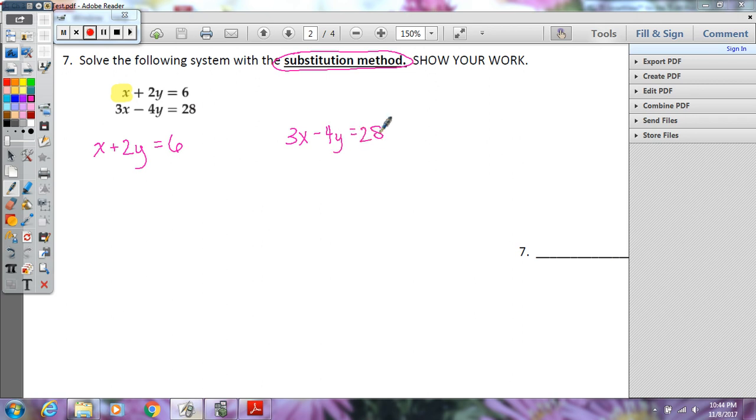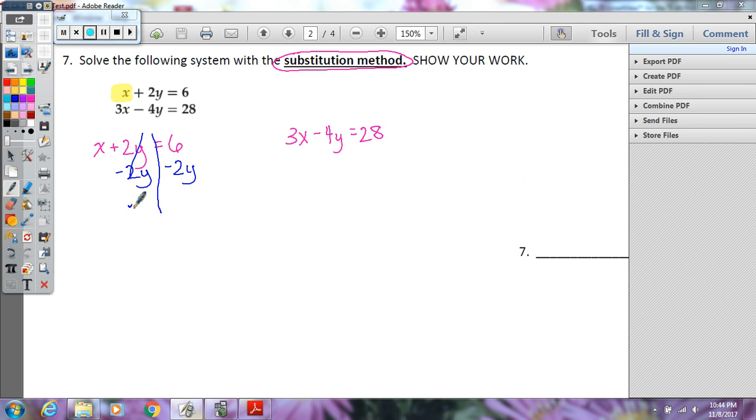Now, if you know what to do from here, I would pause the recording and try to finish it, and then watch to see if you got it right. But for those of you who aren't quite sure what to do, we're starting with the first equation. We want to solve it for x. So guys, if we want to get the x alone, we got to get rid of the 2y. So we're going to minus 2y from each side.